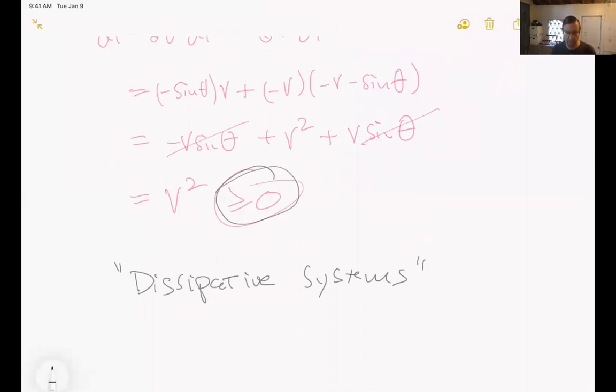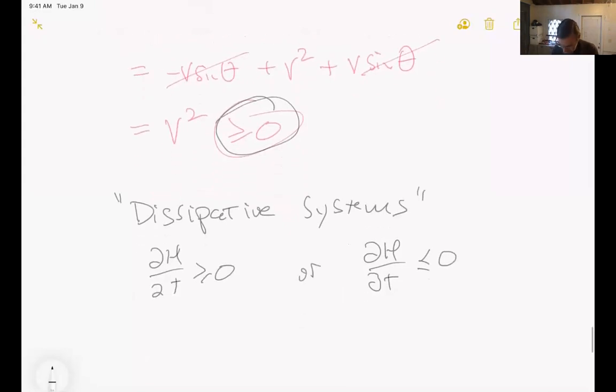In a dissipative system, what you see is that dH/dt is always greater than or equal to 0, or dH/dt is always less than or equal to 0, one or the other, right? But not both. And that tells you that either you're always traveling from low regions to high regions, every time you cross a contour line, you never cross back, or you're going from high regions to low regions. Just flip the picture upside down in the second scenario, okay? So both those situations are exactly the same.